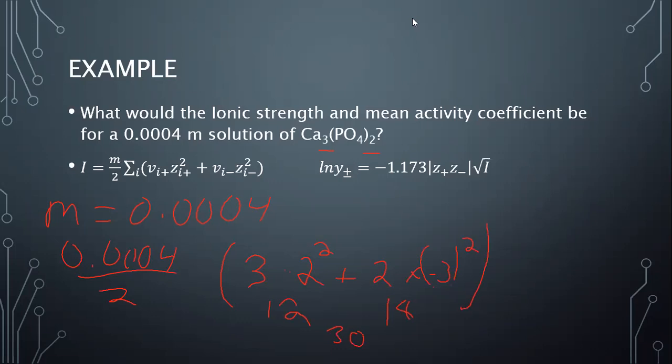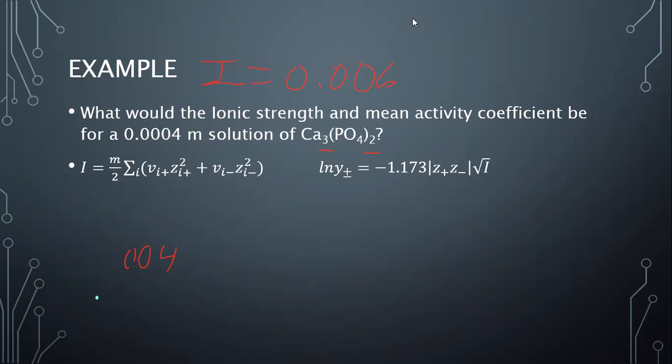So our ionic strength is 30 divided by 2 times 0.0004. So our I, our ionic strength, is 0.006. So there's our ionic strength. We're going to use that in our next step. So what's our mean activity coefficient? How does this deviate? An activity coefficient of 1 would be perfect.